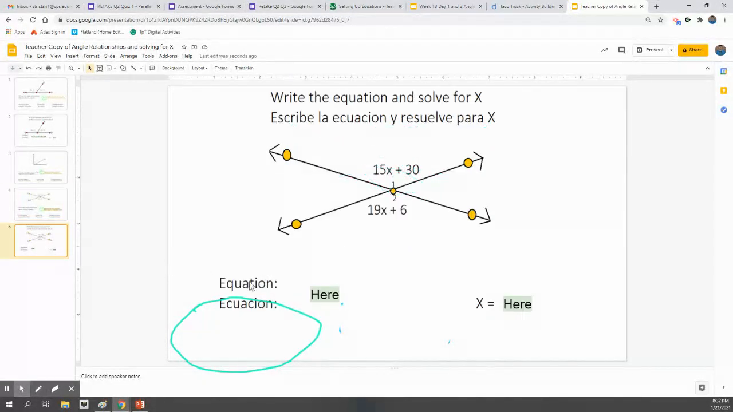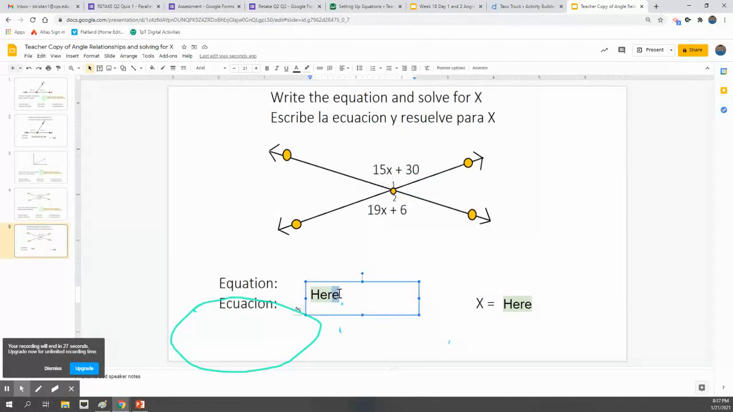Now lastly, the equation we have to create has to showcase this. How do we show that? Well, vertical angles are congruent. Congruent means they are equal to each other. Since they are equal to each other, we have to set the angles equal to each other. So we go 15x plus 30 equals 19x plus 6. Now we are ready to solve for x.